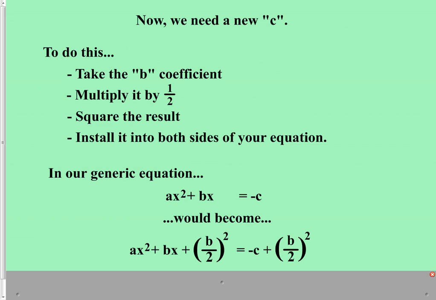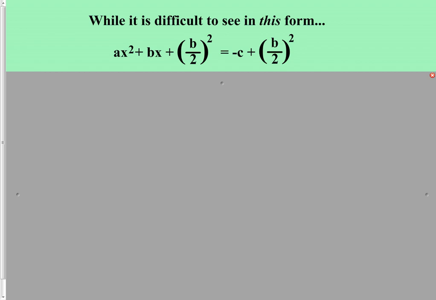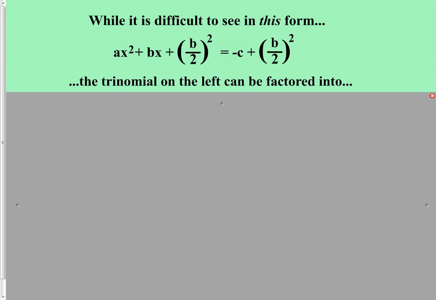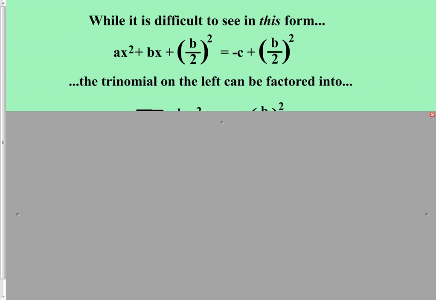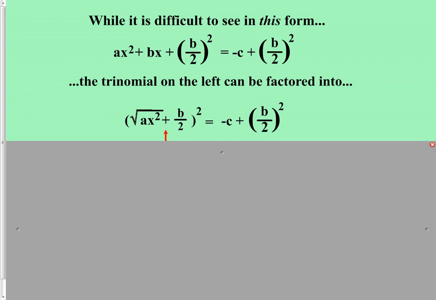Now, looking at this very abstract format that we were just copying down, and this is the same one you had on the previous slide, so you don't need to copy that equation again. That is very difficult to see in this format, but what we have done is we've created a trinomial on the left that can actually be factored into a binomial that is being squared. That's the format that it's going to look like. I understand it's confusing, just copy it down for right now.